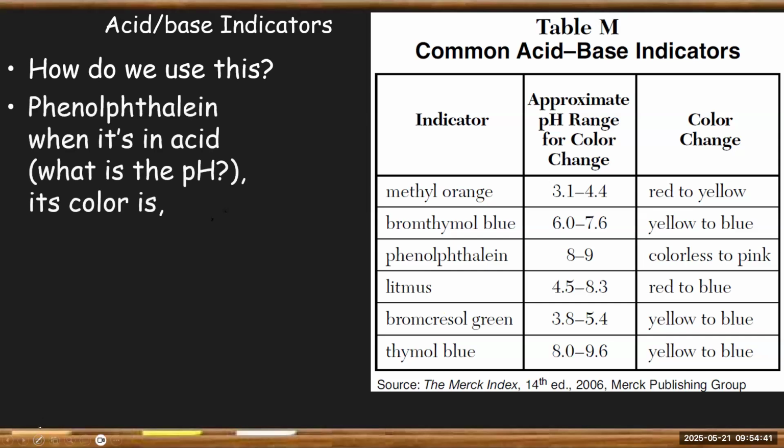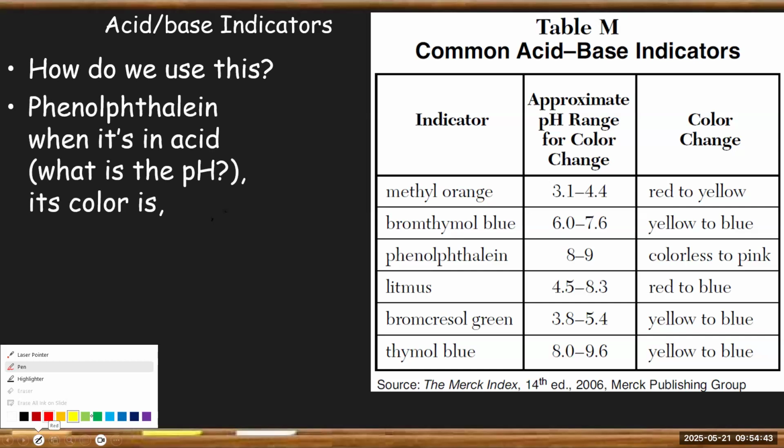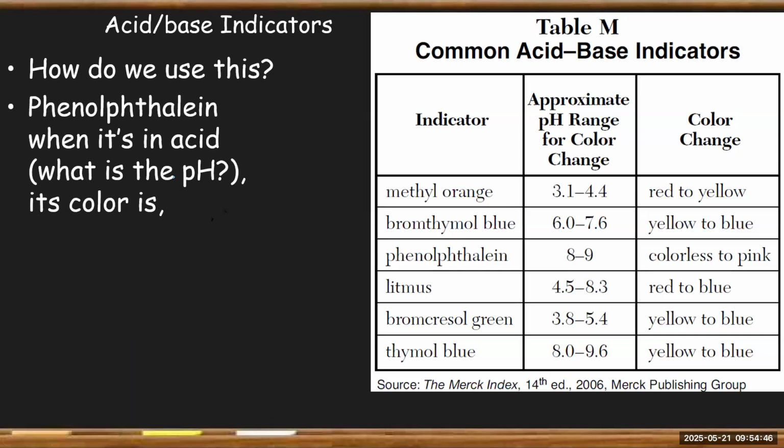Phenolphthalein. You might have seen this in bio class. Phenolphthalein, when it's in an acid, right? What's the pH of an acid? Anything below 7. So if it's below 7, you are on the left side of this set of numbers. Would you agree? Then what color would it be? It would be colorless. Everyone okay? So it'd be colorless.